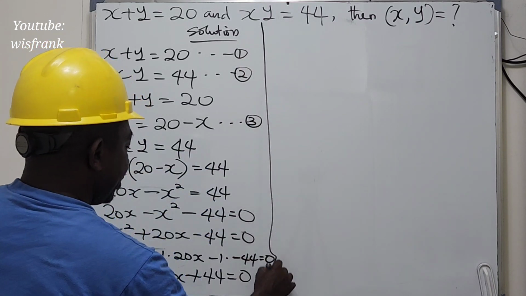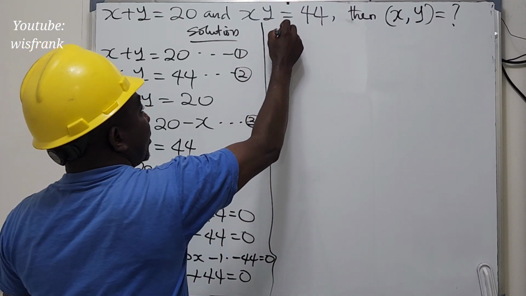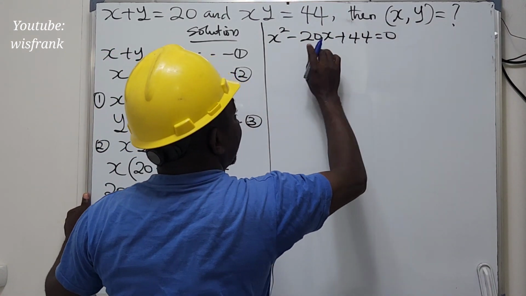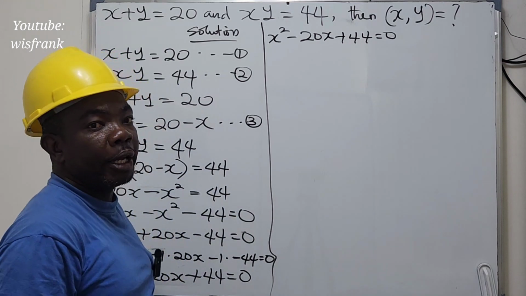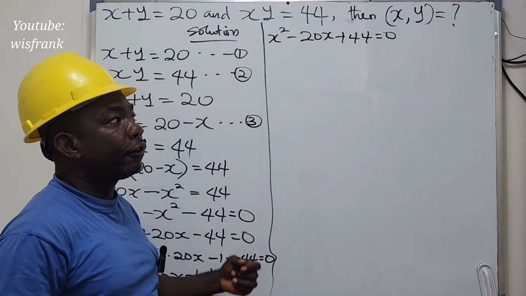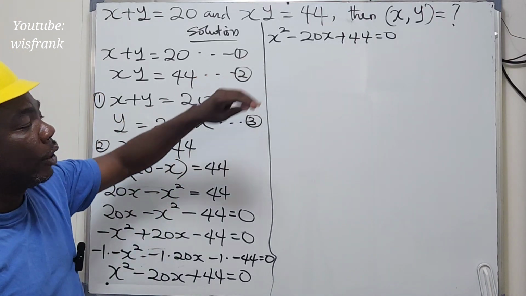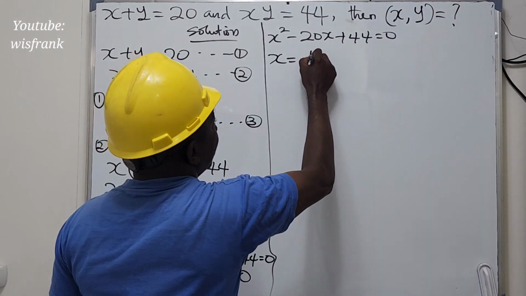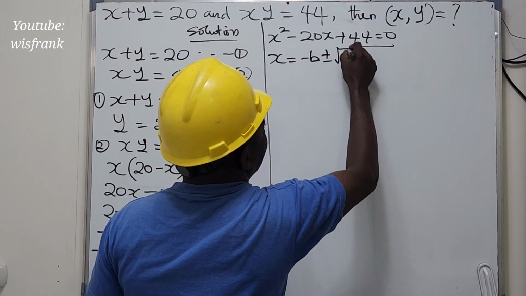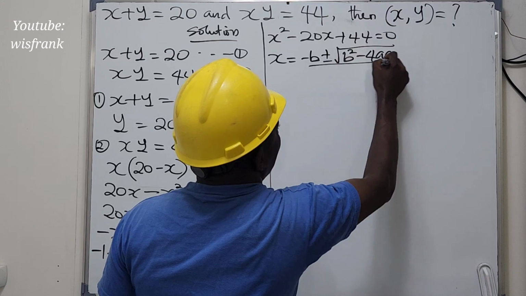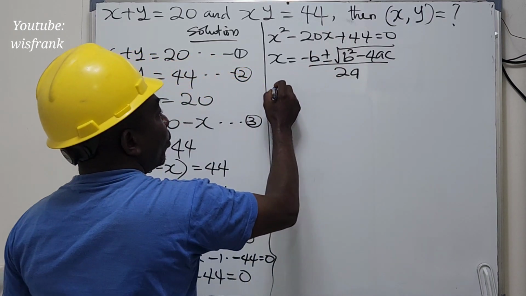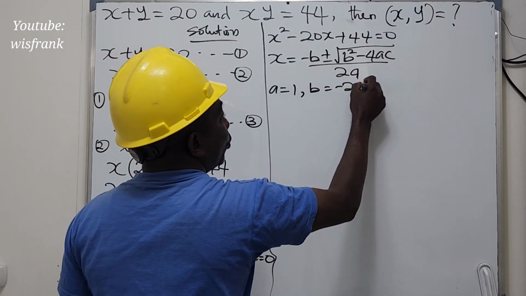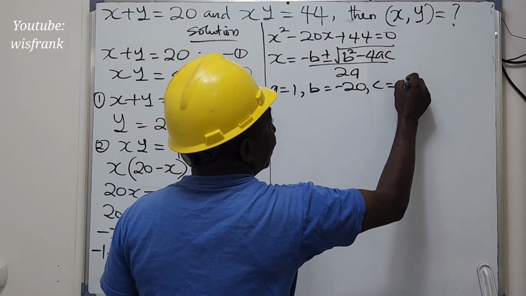From this expression, we have that x to the power of 2 minus 20x plus 44 equals 0 is a quadratic equation. From here, we are going to use the quadratic formula for us to find the value of x from that equation. The quadratic formula is in the form x equals minus b plus or minus square root of b to the power of 2 minus 4ac all over 2a. From this equation, we have the value of a equals 1 here, and we have the value of b equals minus 20. Also, we have the value of c as 44.